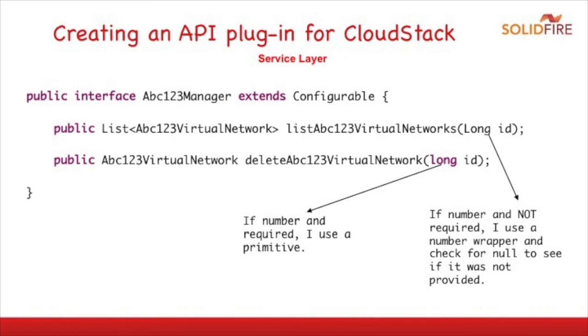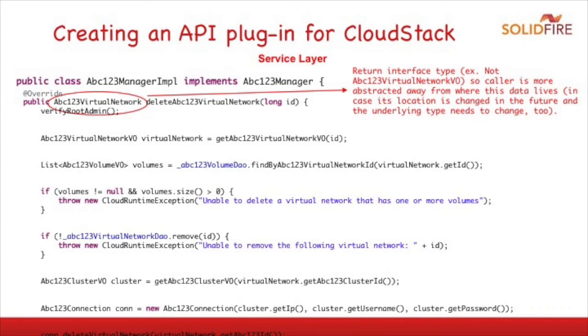All right, so how might we actually implement that? We've got our interface, ABC123 manager. Now we want to implement those methods. I'm in the ABC123 manager impl class, which extends that interface. I won't go through all of this code. In this case it's a delete method, taking in that ID, and remember the business layer sits on top of the data access layer. It knows about that. So I'm performing some checks.